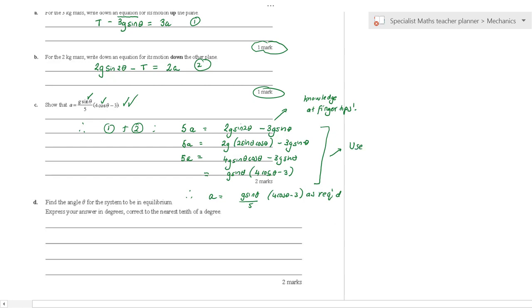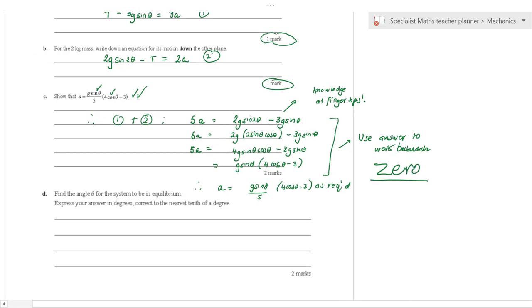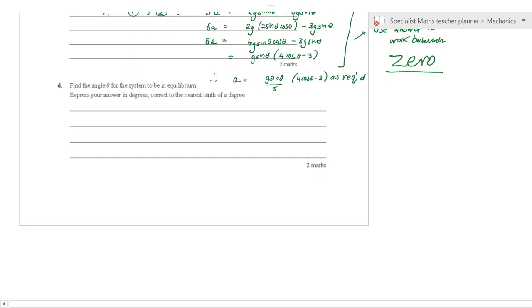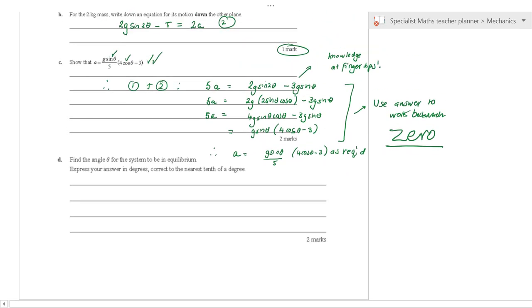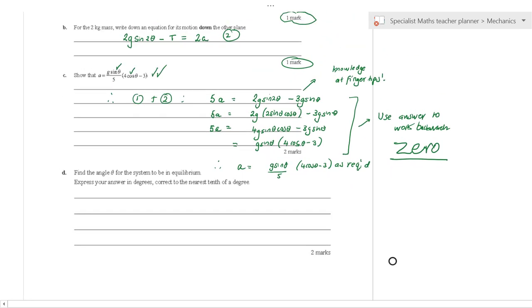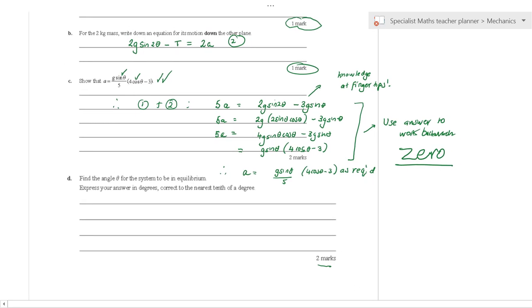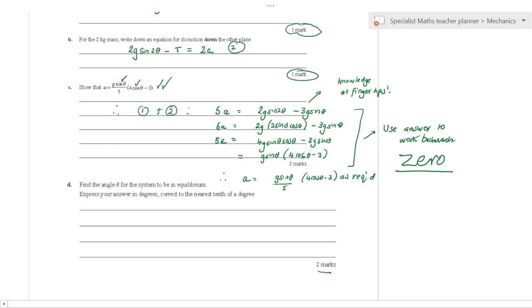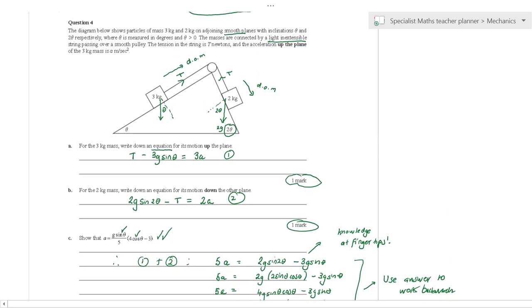If you use the answer to work backwards, you get 0 marks. I'm sorry, but too many students do it. So I just wanted to make that point. Find the angle theta for the system to be in equilibrium. Now, once again, to be honest, I haven't touched a calculator the whole time, even though this is exam 2.